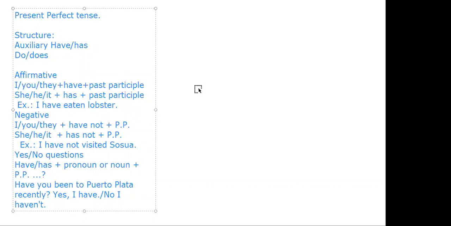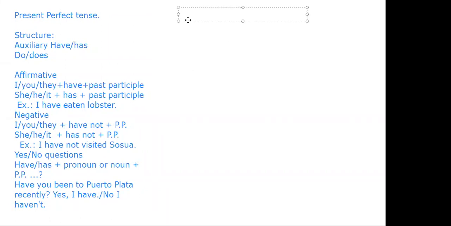So, any questions so far? No? Nope. Okay, cool. So let's continue to the next part. So we talked about structure. Now, let's talk about the use of the present perfect.